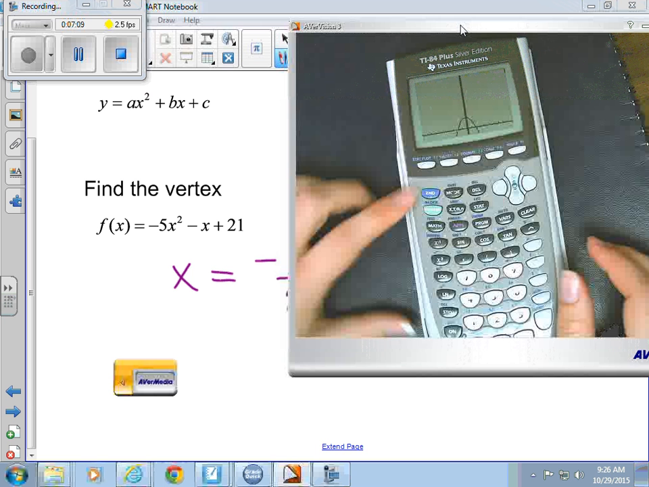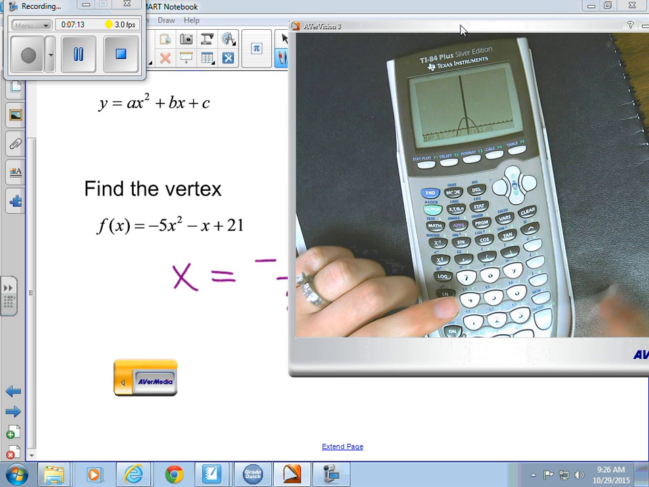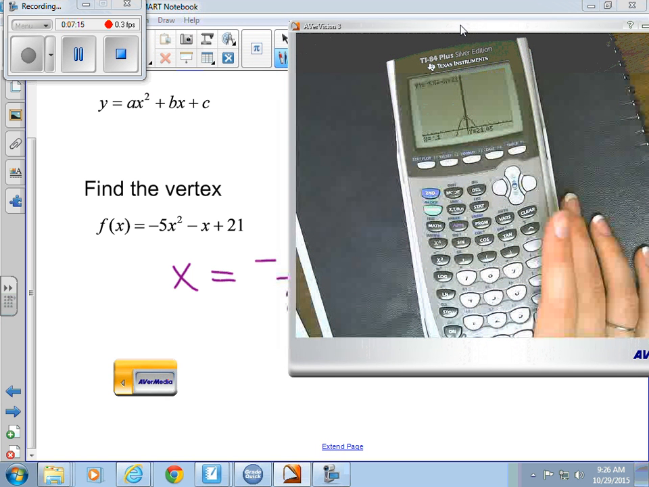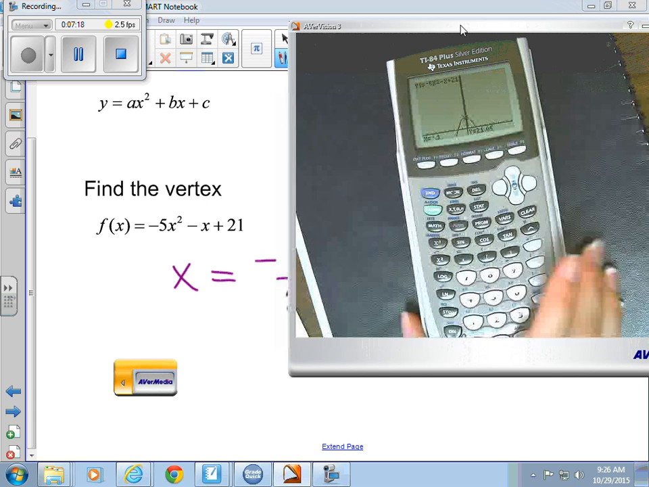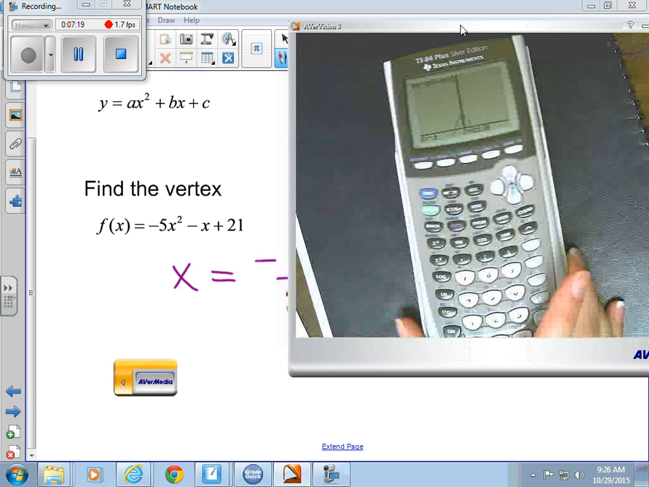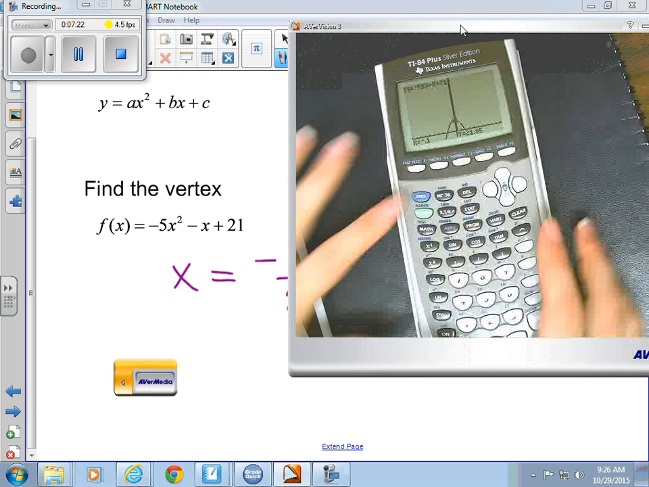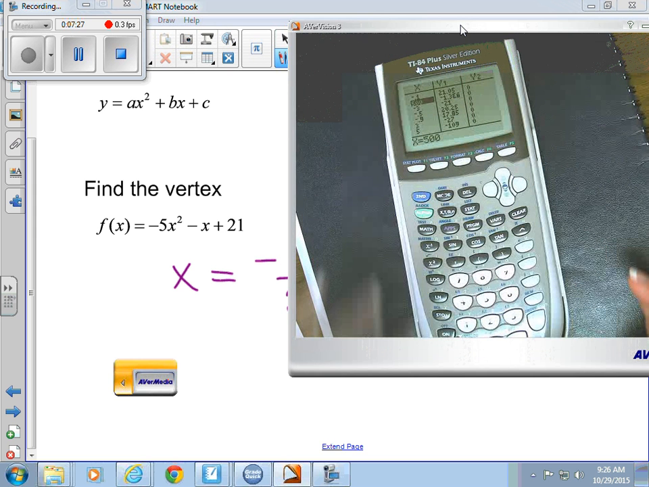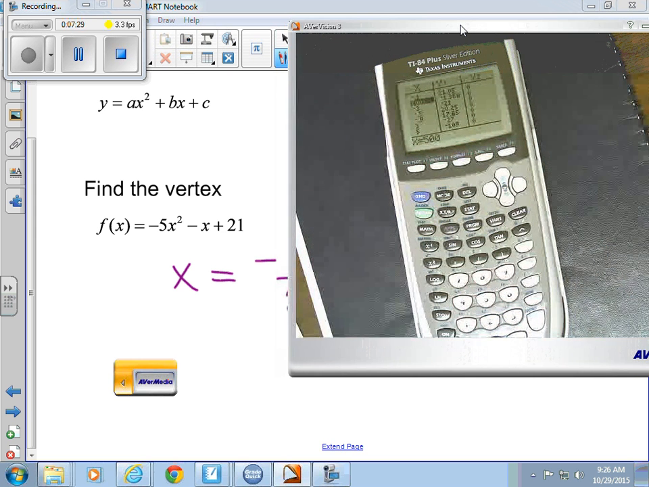So if you go to graph and you go to second trace value, and type -1/10, you notice in this method you have to wait on your calculator to graph it, so it takes a little longer. You get 21.05. Or you can go to your table and type -1/10 in your table if you have it set to where you can type. Either way, you get 21.05 for the y value. Any questions about that?